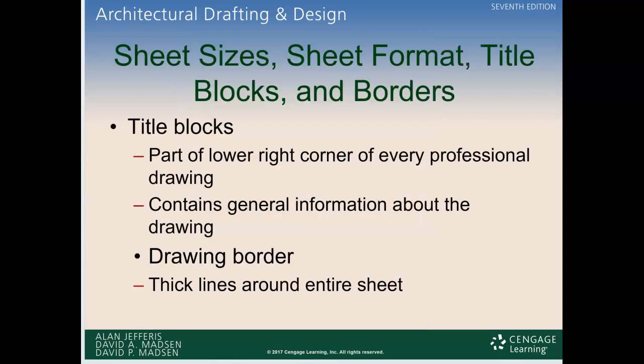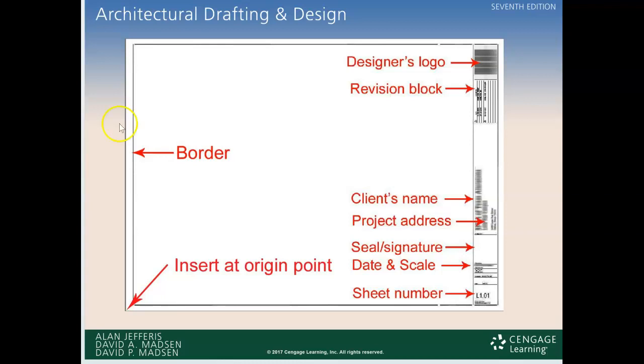Engineer scale. Now we come to sheet sizes, sheet format, title blocks, and borders. Title blocks are the lower right-hand corner of every professional drawing. Contains general information about the drawing and the drawing border. Thick lines around the entire sheet. Let's take a look. Here's that thick line they were just talking about, which is the border.